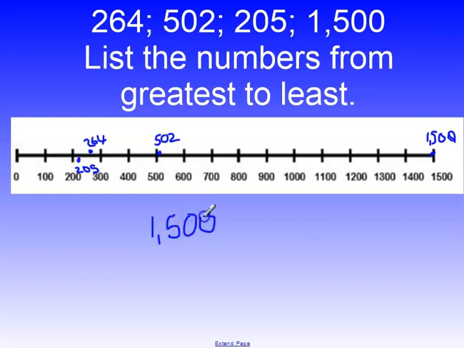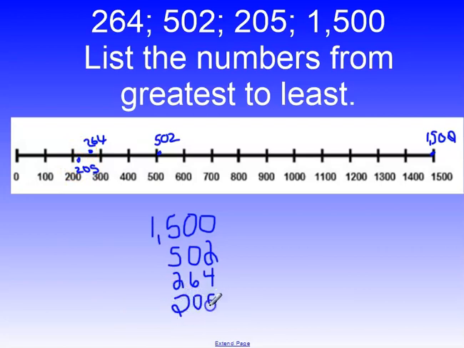And then to get continually smaller, all I have to do is follow this direction, going towards the left on my number line. Of course, my first number that I pop into then is 502. So that is my next smallest number, 502. Okay, traveling down the number line, the next one I run into is 264. So 264 is my next smallest number. My least number, my last one that I encounter as I travel down the number line, is 205.